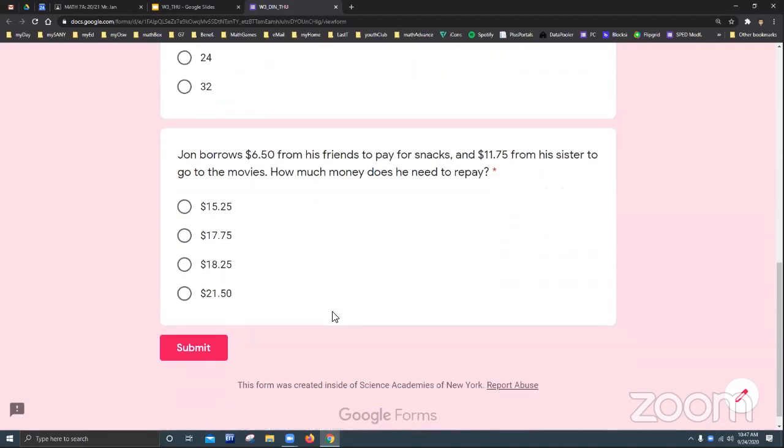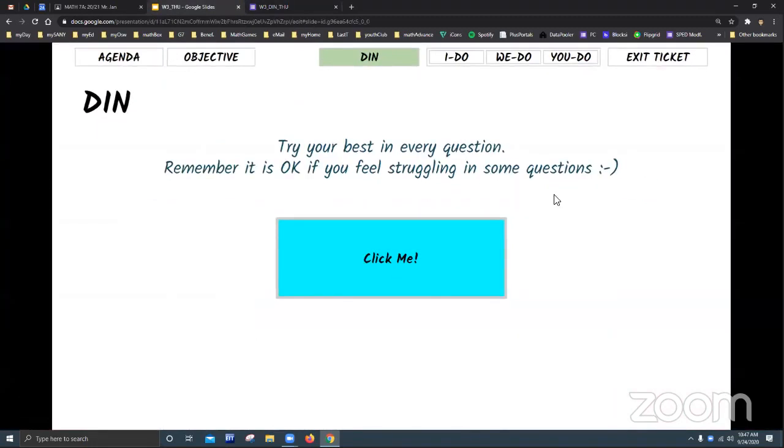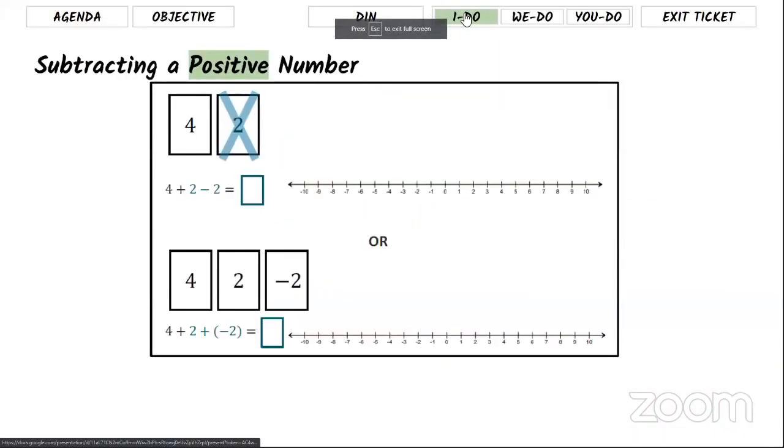And the last one is about an example, a word description of adding integers. So let's say you borrow $6.50 from your friend, and then $11.75 from your sister. How much money do you need to pay back? You need to figure out the total of these 2 values. Okay, so this is the Do Now. Now let's go back to our I Do part.